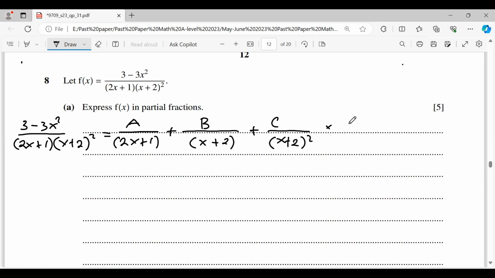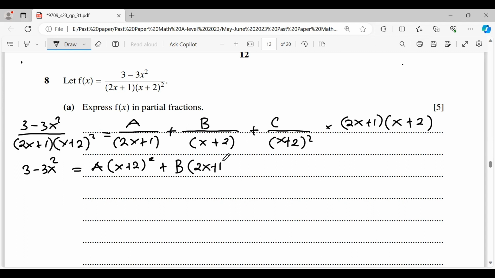Now for these equations we are going to multiply by the denominator. If this fraction times this term, it's going to be 3 minus 3x squared. And this part becomes A times x plus 2 squared. This part becomes B times 2x plus 1 times x plus 2. While this part, C, becomes 2x plus 1. Sorry, the denominator with squared here.